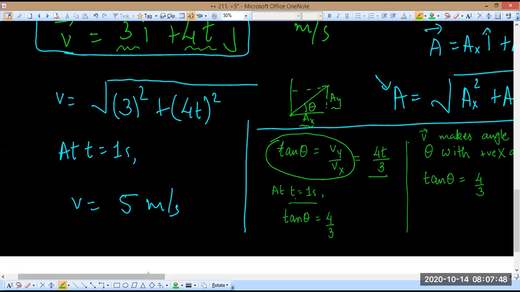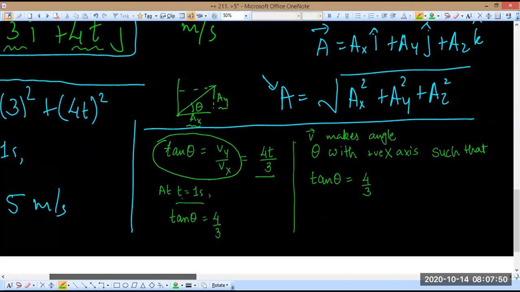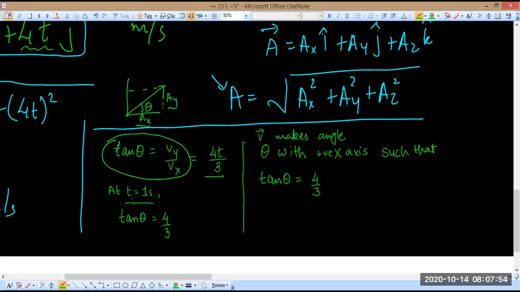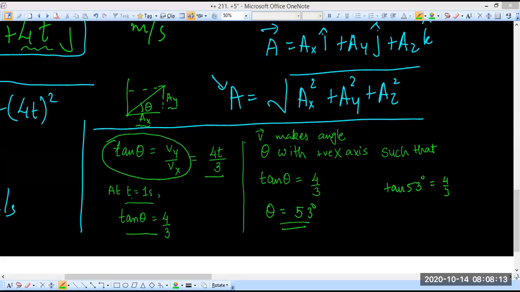And then we put t equal to 1. So this is what we have done so far. We have got that tan theta is 4 by 3. Now tan theta is 4 by 3, or you could write theta is equal to 53 degrees also, right? I hope you remember that I told you to remember that the value of tan 53 degrees is 4 by 3, right? Clear, everyone?